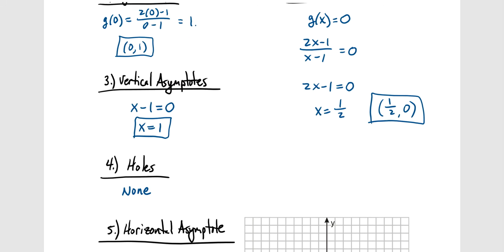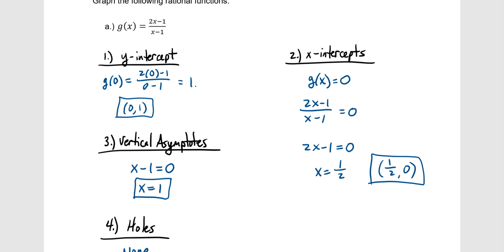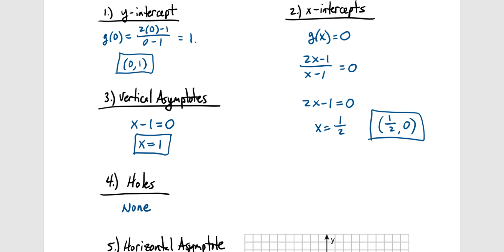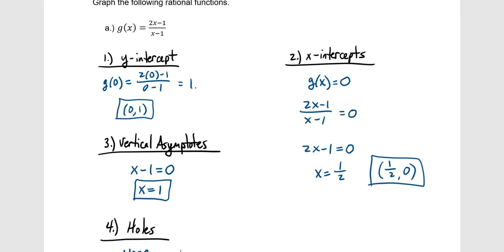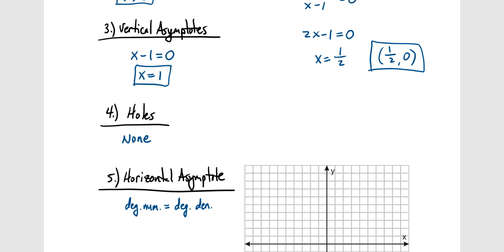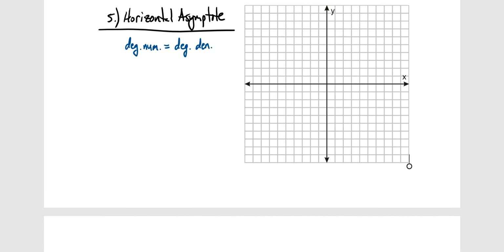So we have to compare the degree of the numerator with the degree of the denominator. Those are both degree 1 in the numerator and denominator, so the degrees are equal. That means there's a horizontal asymptote at the ratio of the leading coefficients, which, taking a look up here, are 2 and 1. So there's a horizontal asymptote at y equals 2 over 1, or y equals 2.